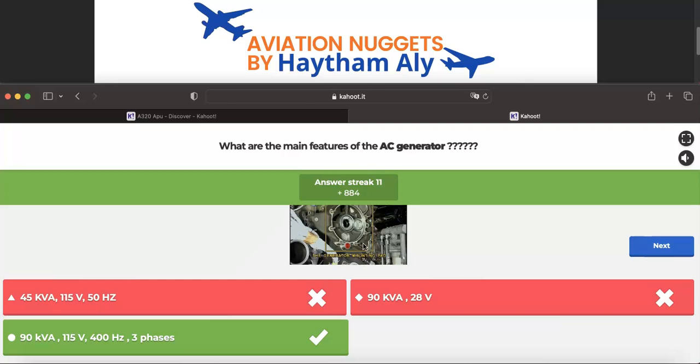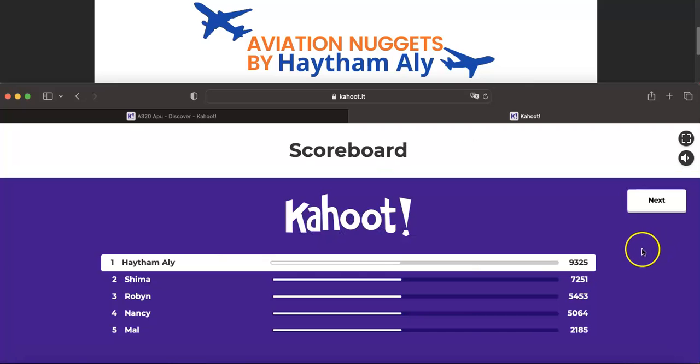The main aircraft engine operates at different speeds, so the rotor will operate at a different speed. So the generator will be in need of a CSD or constant speed drive. So it is called IDG. But here on the APU, it is simply called AC generator. And its parameter is 90 kVA, 115 volt, 400 Hz with 3 phases. Okay, everybody, let's proceed. Next question.